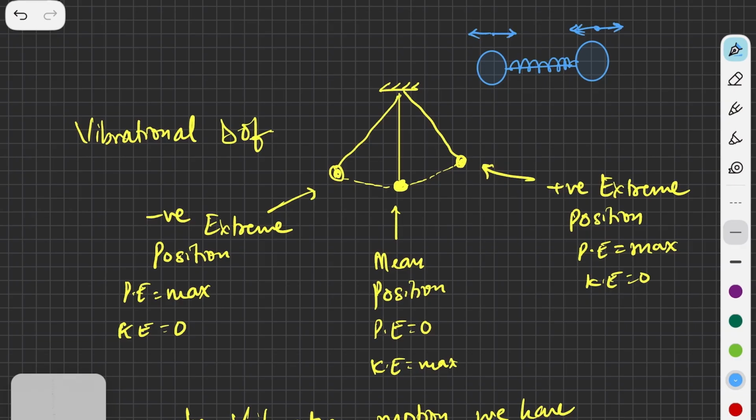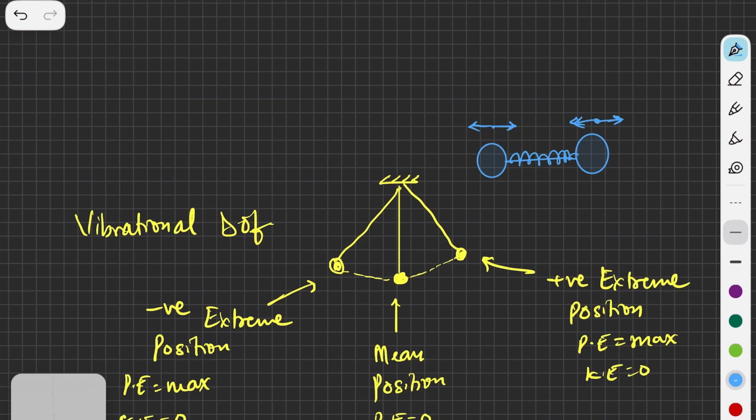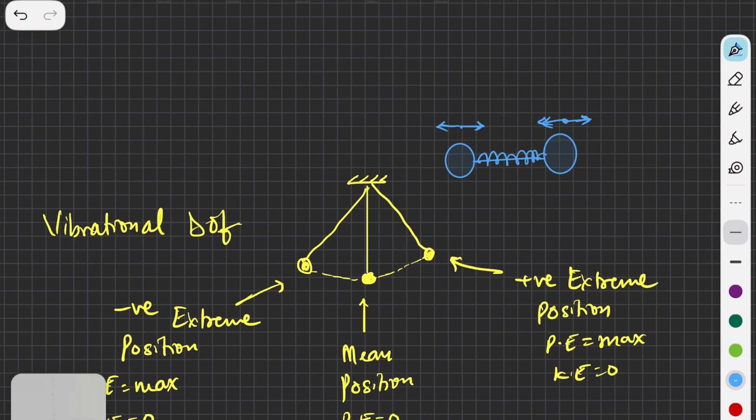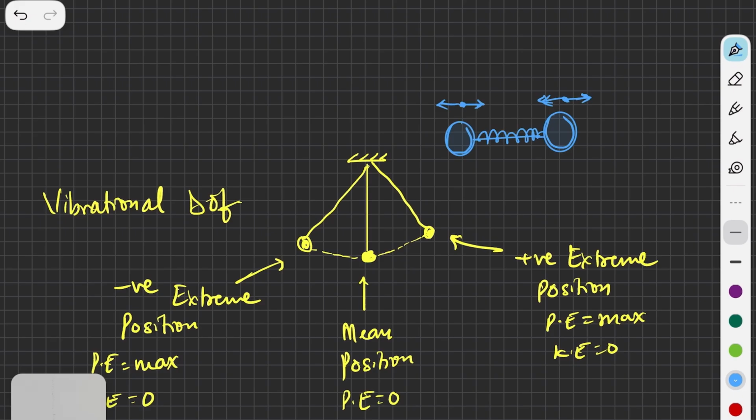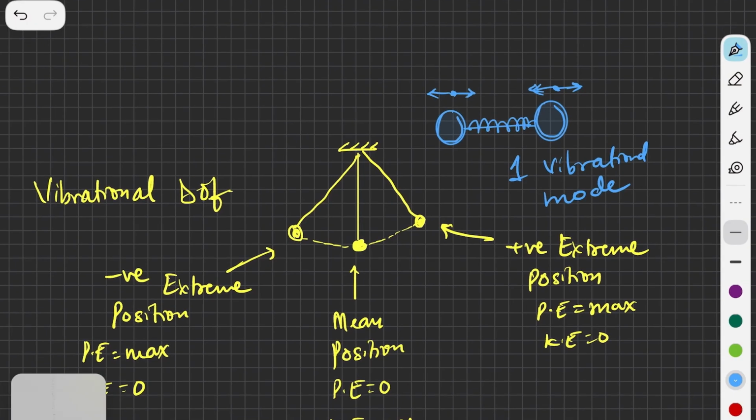Now because these atoms are going to vibrate in this particular plane in such a manner, we can say there is one vibrational mode. This is called one vibrational mode because there is a single spring.